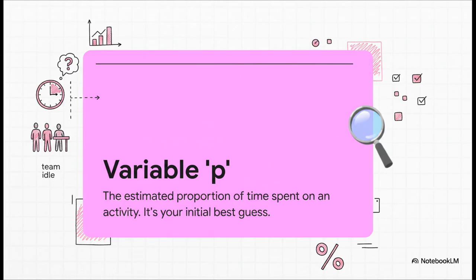So say you want to know how much time your team is idle. You need a starting point. A lot of times, you'll just do a tiny pilot study, a few dozen observations, to get a rough idea. If you think people are idle about 20% of the time, then your P is simply 0.20.